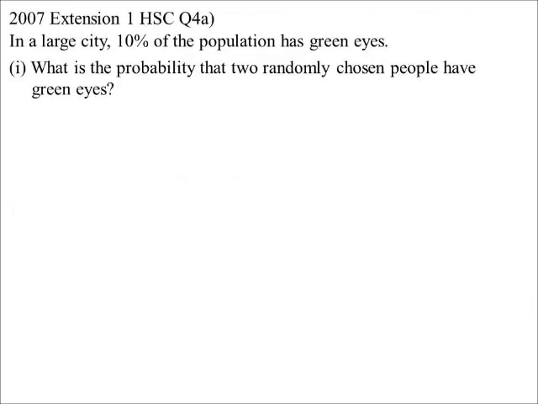Have a look at another one from 2007. A large city, 10% of the population has green eyes. Obviously not our city. Okay. What's the probability that 2 randomly chosen people have green eyes? So probability of 2 being green is simply going to be, well, 0.1 times 0.1, 0.01. They've both got to have a 10% chance. So that's not binomial probability, the first bit.